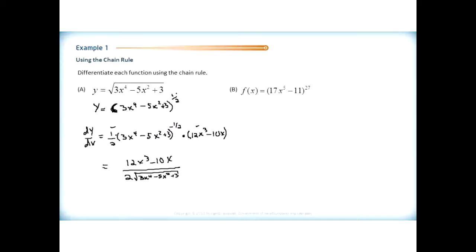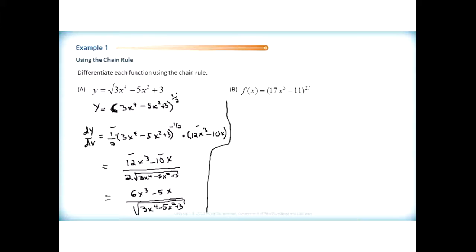Okay, and we could reduce this one step further, since both of these coefficients up here are divisible by 2. We could say that this is simply 6x cubed minus 5x, all divided by the square root of 3x to the power 4 minus 5x squared and then plus 3. So there's my derivative using the chain rule with simplifications. Okay? All right, let's try the next one.